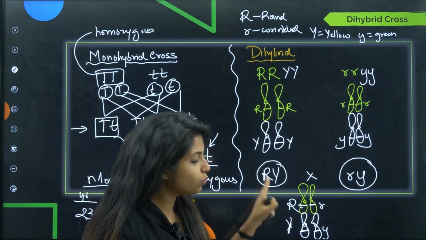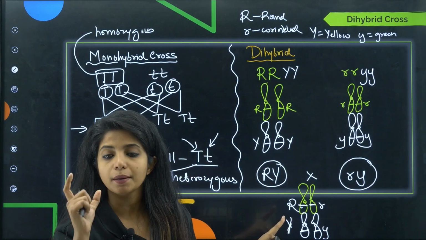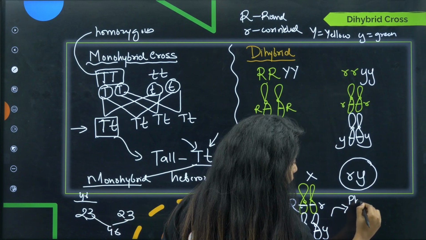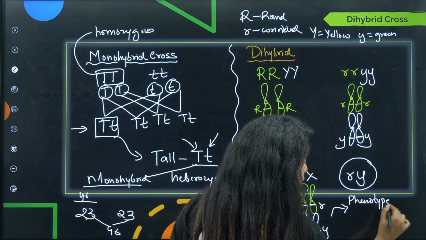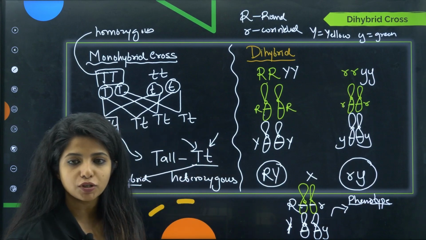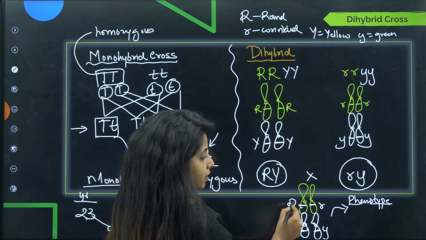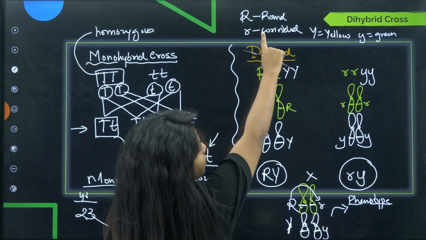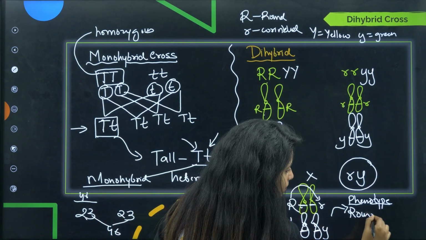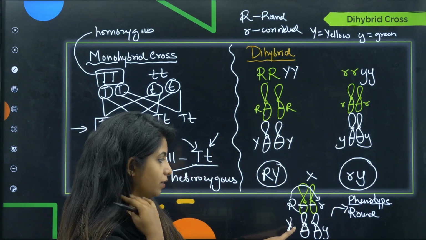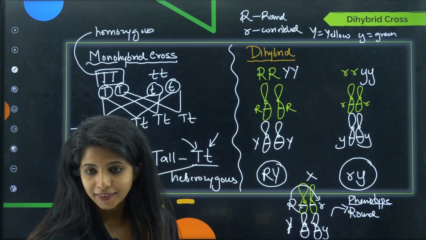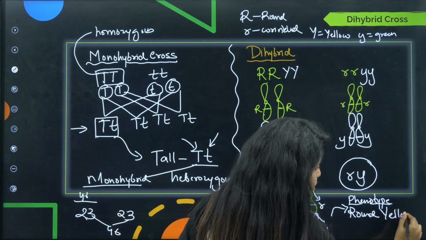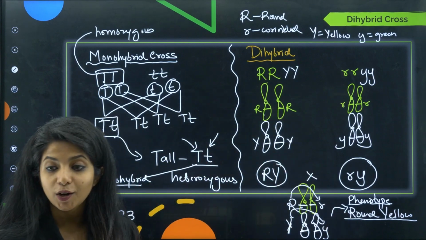Now over here, what will be the phenotype of the plant? How will it look? Phenotype, as I always say, is the physical feature. So capital R is there and small r is there. Capital R will dominate over small r, and capital R stands for round, children. So can I write round here? Yes. Similarly, capital Y dominates over small y, and capital Y is yellow. So all the plants that you see over here will be round and yellow.